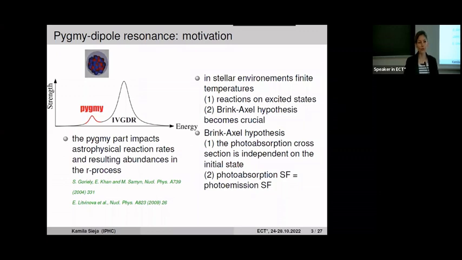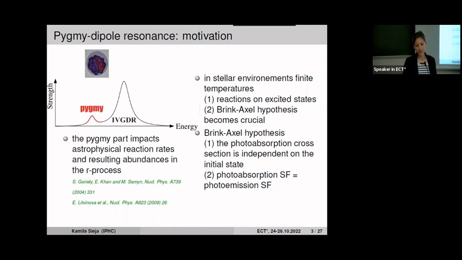Therefore, what you assume is that your strength functions calculated on the ground state will be the same when you go higher in excitation energy, and this is the virtue of the Brink-Axel hypothesis. First of all, it says that your photo absorption cross-section should be independent of the initial state. And the second thing is to say that this photo absorption strength function is the same as the photo emission strength function, which is exactly not true. It was already indicated yesterday in the summary of the day.